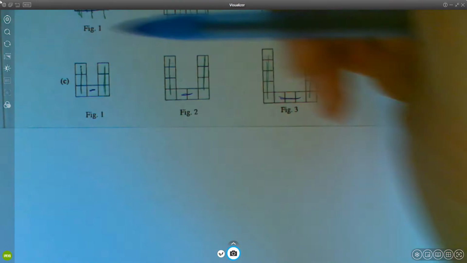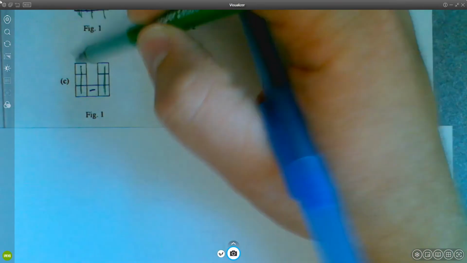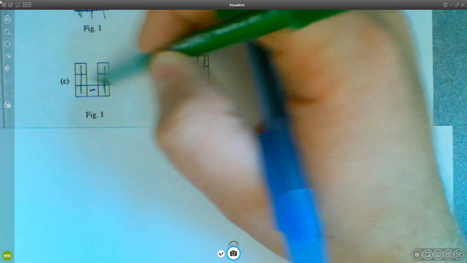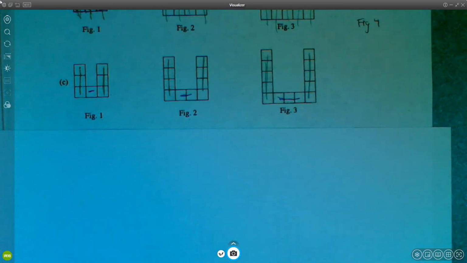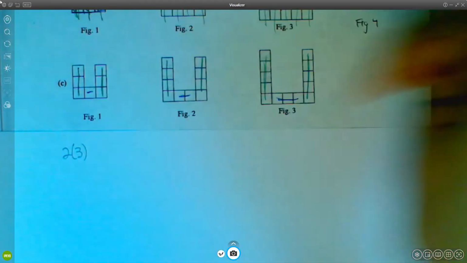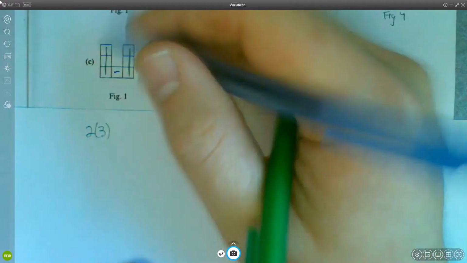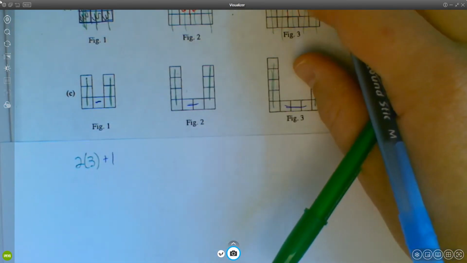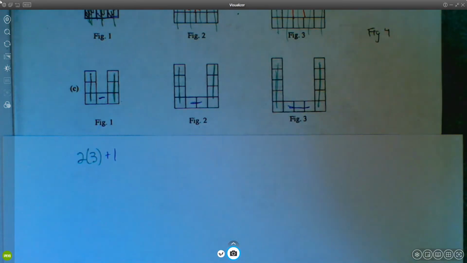Okay. So if we write out number sentences for this, what would we get? Well, if we're grouping these side ones together, then what I see is two groups of 3, right? I see a group of 3 and another group of 3. So I see it as two groups of 3. And so I'm going to write that like 2 times 3. And then for the blue part, I'm just going to say plus 1 until I know better, I guess.